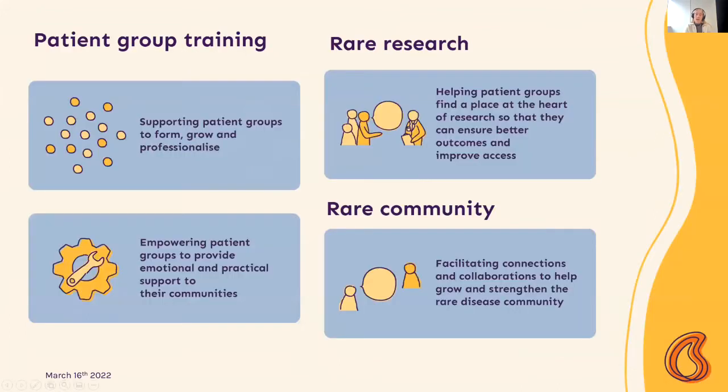So a little bit about us, that's who we are, but what do we do? Again, in case we've got any newbies in the room. Our work focuses around three main areas. Our main focus is patient group training. We help groups meet their rare challenges by supporting them to form, grow, and professionalize. Another focus is rare research. We help patient groups find a place at the heart of research so they can ensure the best outcomes and improve access. We also strive to create a rare disease community by facilitating connections and collaboration.